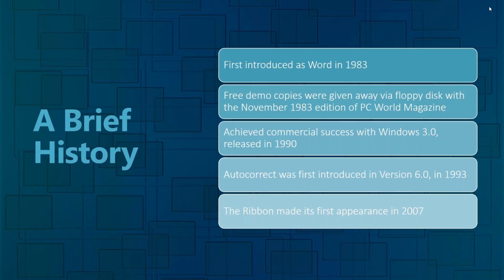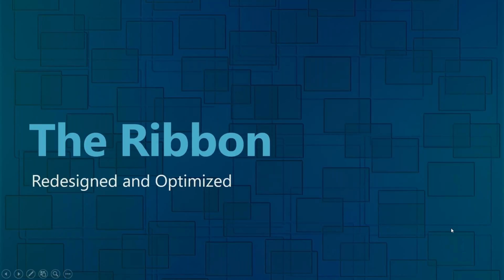So autocorrect has been around actually before the spell check suggestions were. That came much later. The red squiggly line underneath the misspelled words actually came after autocorrect. So that was fun to know. And then the ribbon, that was sort of a stylistic revolution for Microsoft Word, first made its appearance in 2007. So we're going to go ahead and start the presentation there with the ribbon.